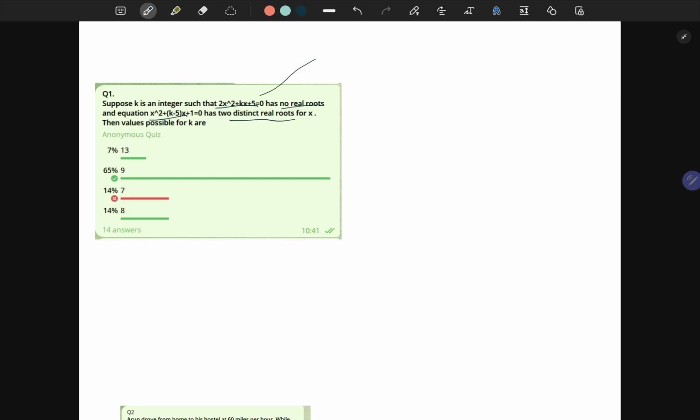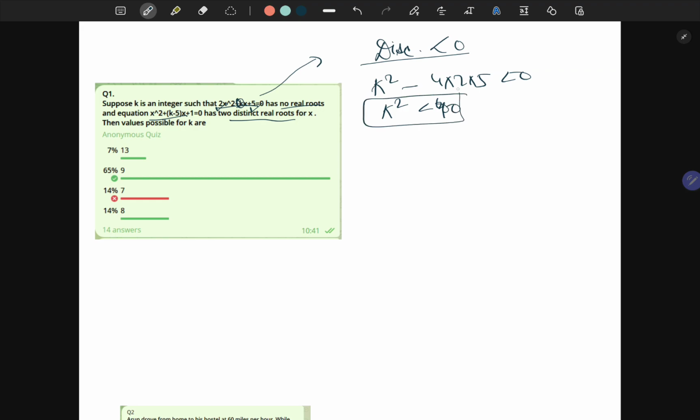If there are no real roots, the condition is that the discriminant is less than 0. The discriminant in this equation will be b square minus 4ac. B square means k square, 4a is 2 and c is 5, so k square minus 4 into 2 into 5 is less than 0. So k square is less than 40.